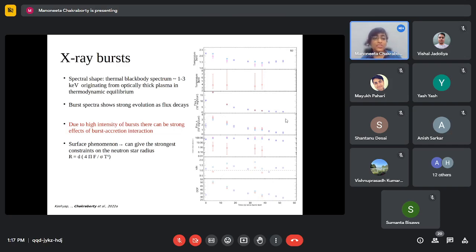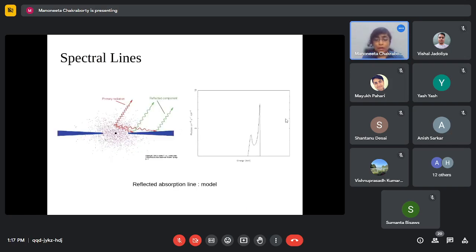Sometimes its effects even change the accretion flow that is typically dumping matter on the neutron star. So as a result of the burst and accretion interaction, there can be a change in the nature of the burst as well as a change in the accretion flow. A detailed understanding of this is needed before we can use bursts to measure the radius of the neutron star.